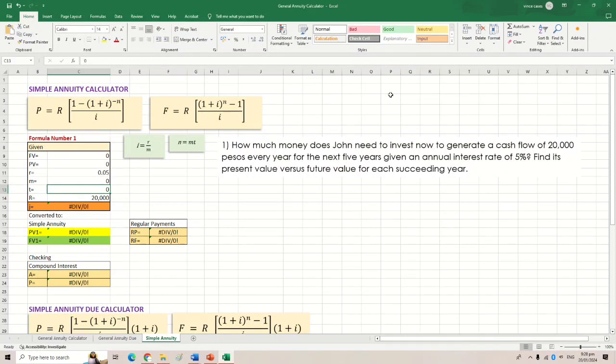Hello everyone, in this video I'm going to show you how to use this annuity calculator that I created. Now if you look down here, there are three sheets in this Excel file. We have three calculators here: the general annuity calculator, the general annuity due calculator, and the simple annuity calculator.